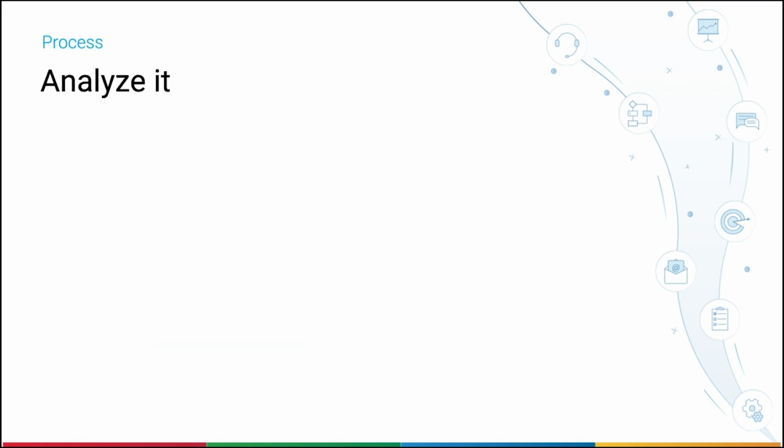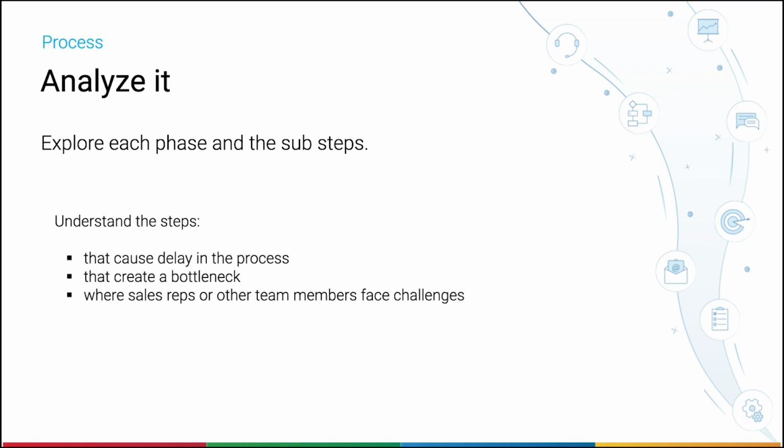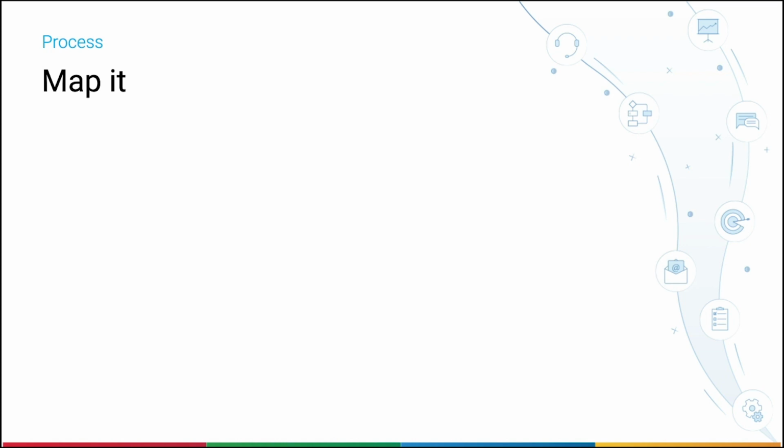Next, analyze it. Explore each phase in the process, as there may be sub-steps that could be missed out. Consult people who regularly use the process to get a better understanding of the steps involved in it that cause delay in the process, that create a bottleneck, where sales reps or other team members face challenges. Analyzing the business process will greatly help in identifying and fixing the loopholes before you implement it in Zoho CRM. Also, by going over each step of the process, you may find a more efficient or faster way to do them in Zoho CRM. Lastly, map your processes and business requirements to the various features available in Zoho CRM.